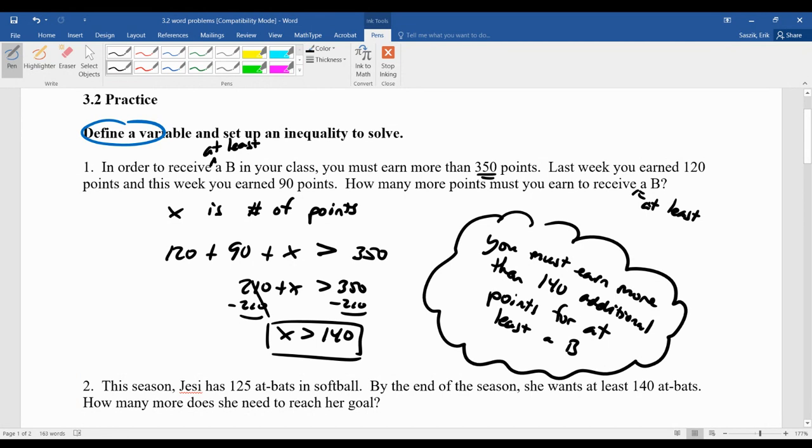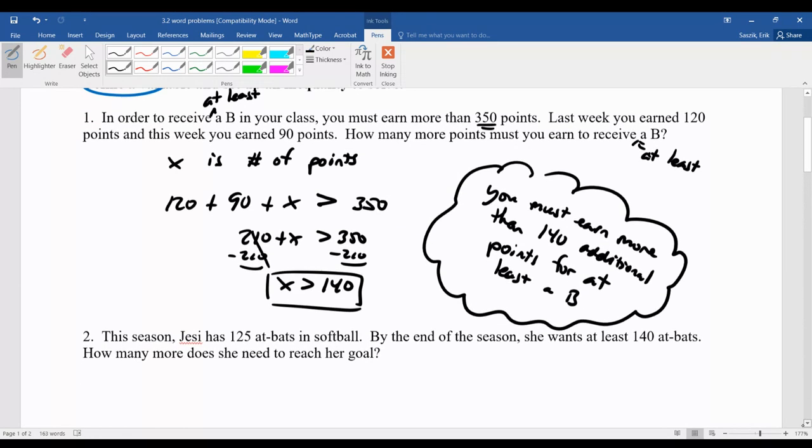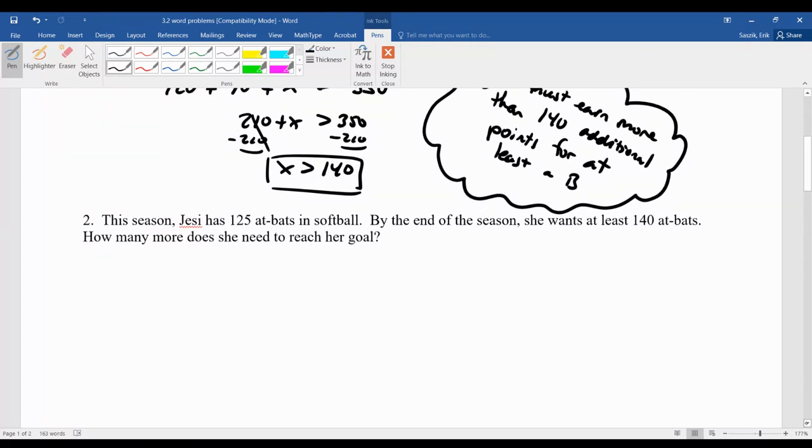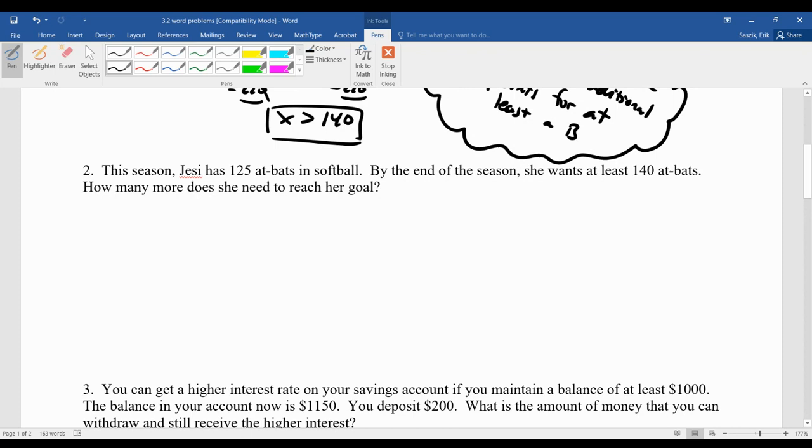You must earn over 140 additional points. That would have worked. But you want to be clear that you explain that answer. But still, again, you define your variable, you set up an inequality. What's different here is you give a little explanation at the end.